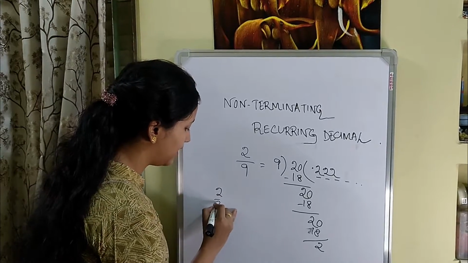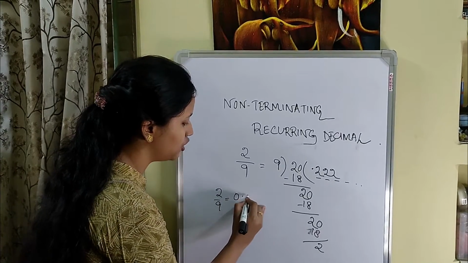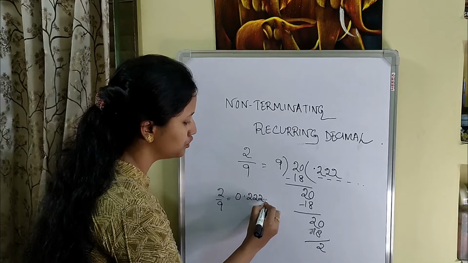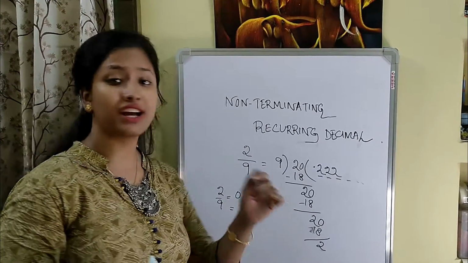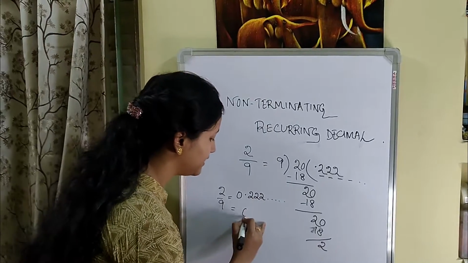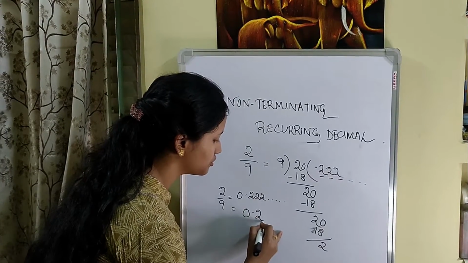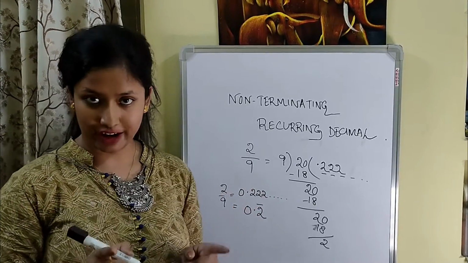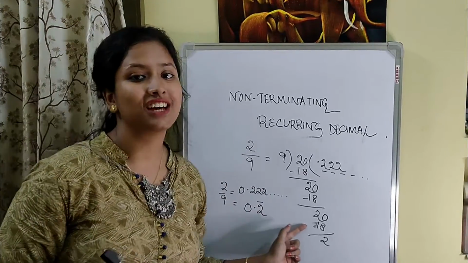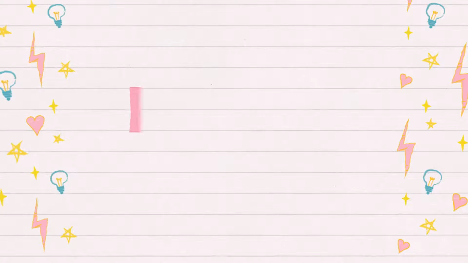So 2 by 9 can be written as 0.222... Since it is impossible for us to continue writing 2, how can we write this? We write 0.2 and give a bar on top of 2. This bar is called recurring, which means that there is a continuation of the number 2.